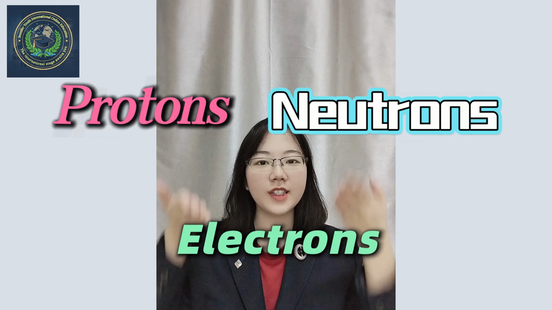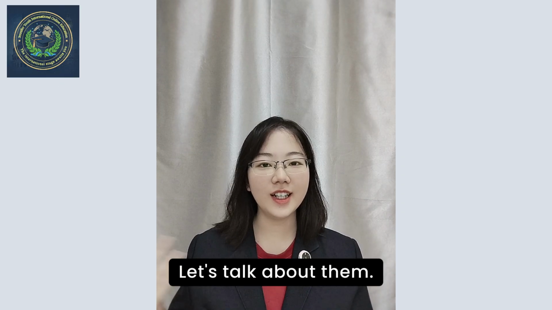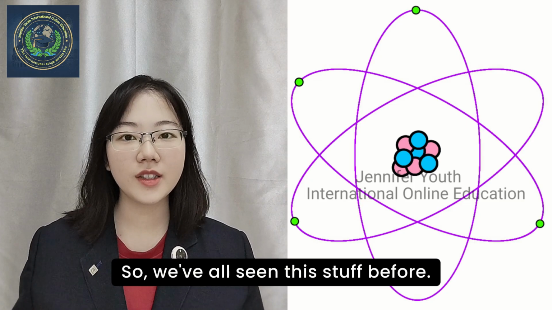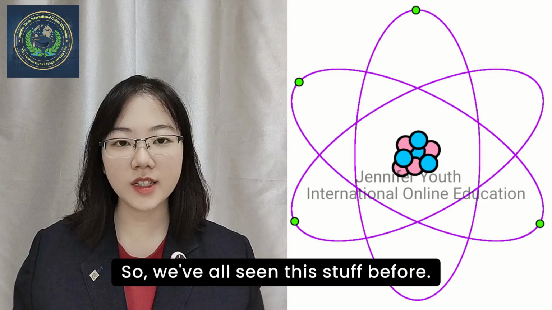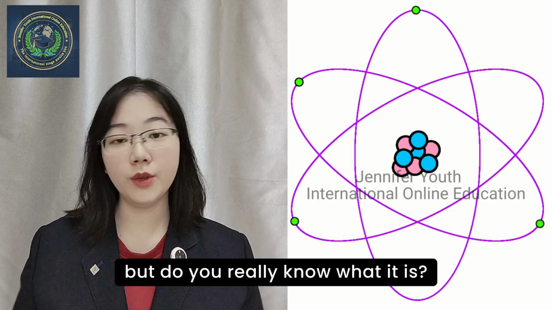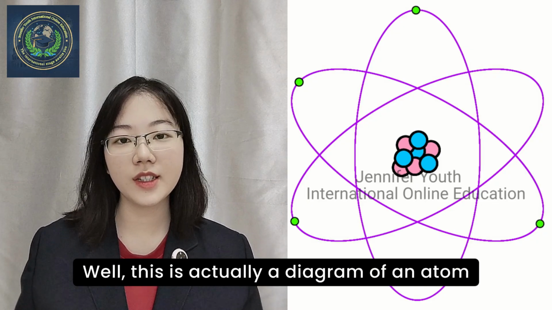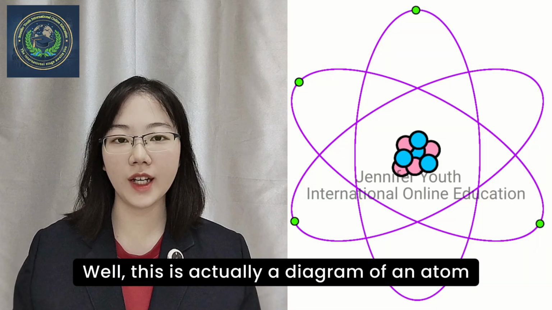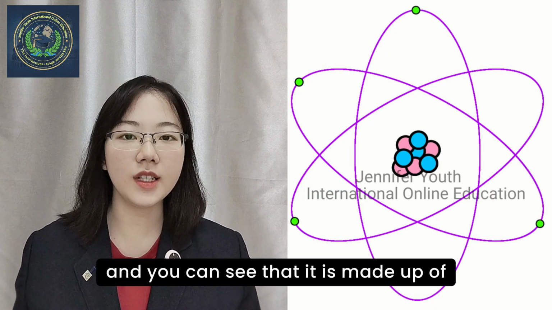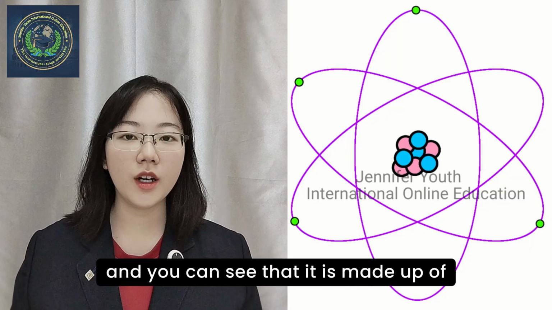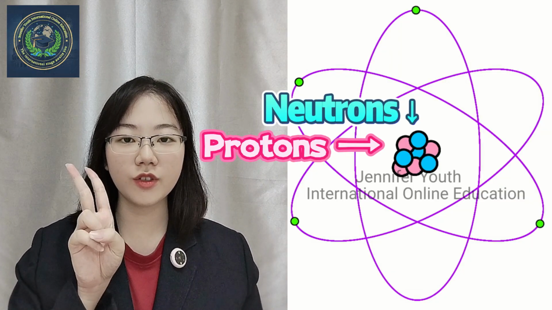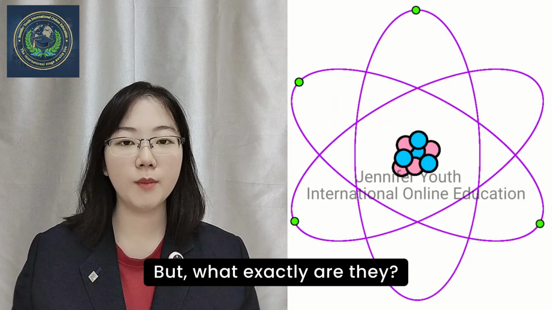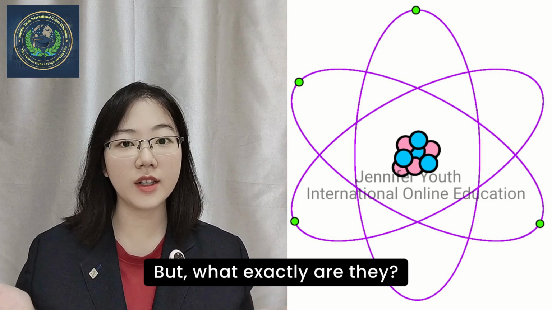Protons, neutrons, and electrons. Let's talk about them. So, we've all seen this stuff before, but do you really know what it is? Well, this is actually a diagram of an atom, and you can see that it is made up of protons, neutrons, and electrons. But what exactly are they?